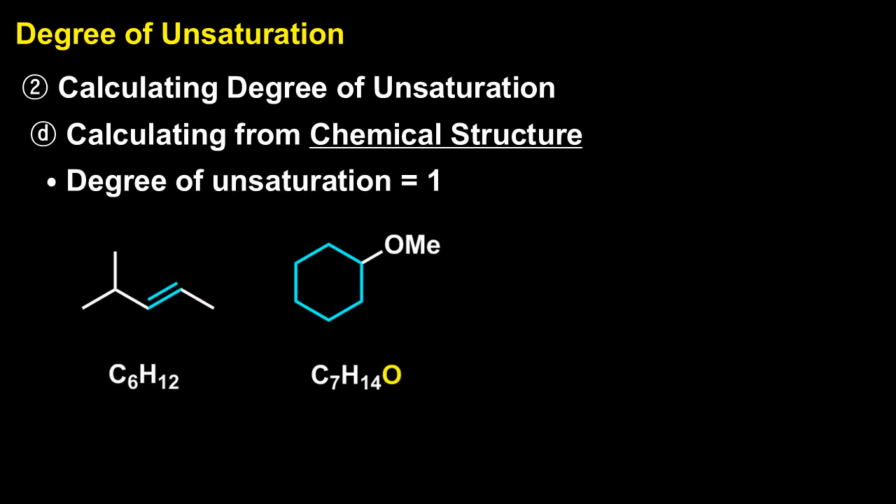Let's take a look at some structures that each have a degree of unsaturation of 1. This means there's either 1 double bond or 1 ring in the molecule. On the left, we see an alkene with 1 double bond, and on the right, we have a cyclohexane ring. No double bonds, but the ring itself contributes 1 degree of unsaturation. So even though they look different, both molecules have the same degree of unsaturation.